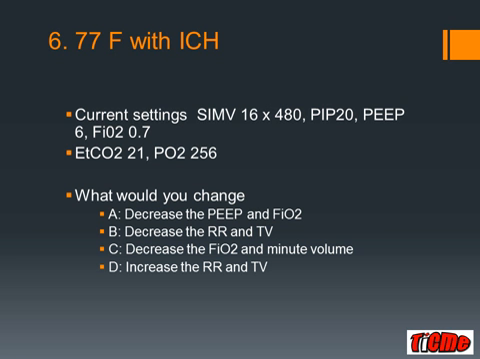So in this situation, we need to decrease the minute volume, and you could change the respiratory rate or the tidal volume or both, but I would probably reduce the respiratory rate to start with. And you need to decrease the FiO2. So I would bring the FiO2 down from 0.7, say to 0.5 to start with.